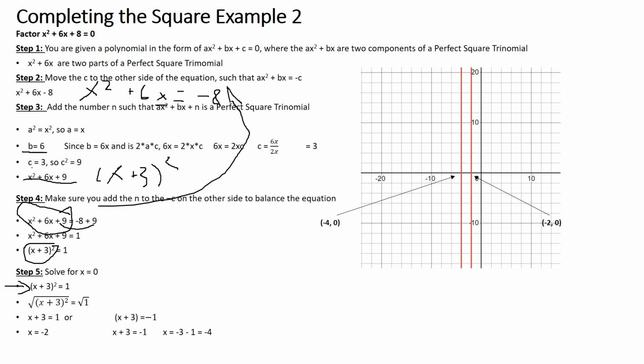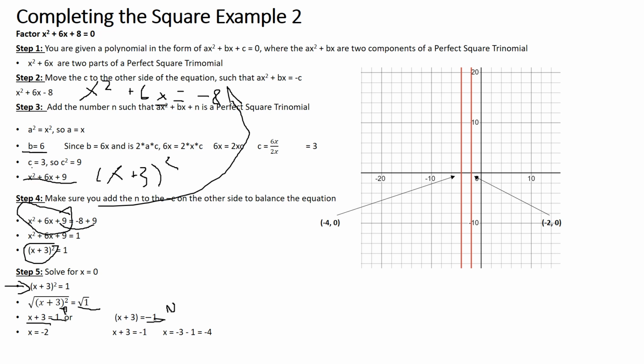And then if I do that, I take the square root of both sides, because again, algebra is all about balance. The square root of (x + 3) squared is x + 3. The square root of 1 is 1 or negative 1. This is the principal root, 1, and then this is the negative root, negative 1. Because 1 times 1 is 1, and negative 1 times negative 1 is 1.